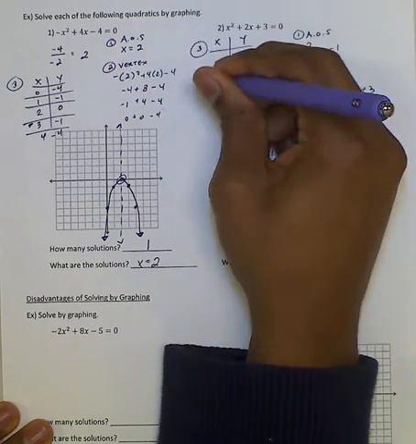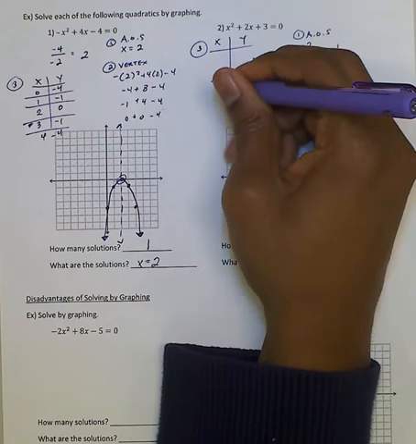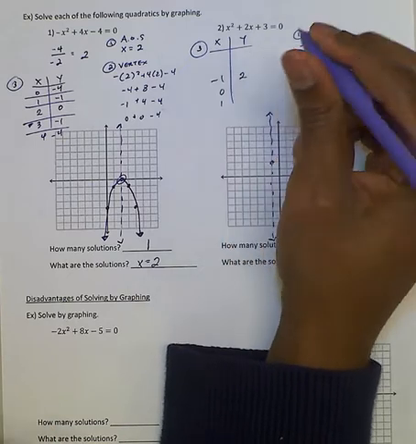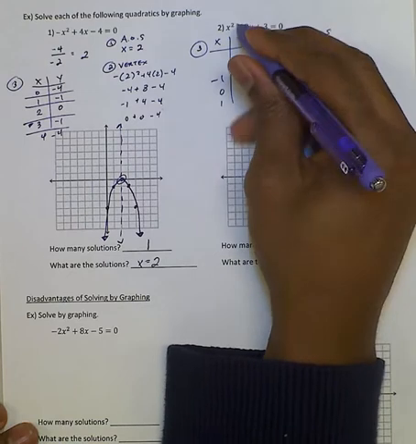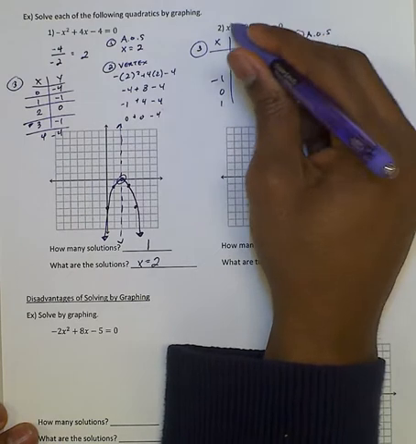Negative 1, 2. I'm going to use 0 and 1 because those seem like pretty easy numbers to plug in and figure out what is happening. So when you plug 0 in, 0 plus 0 plus 3.